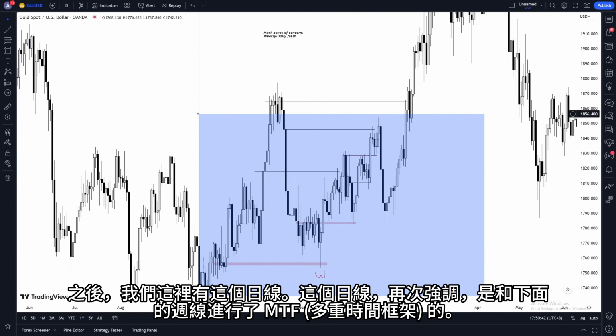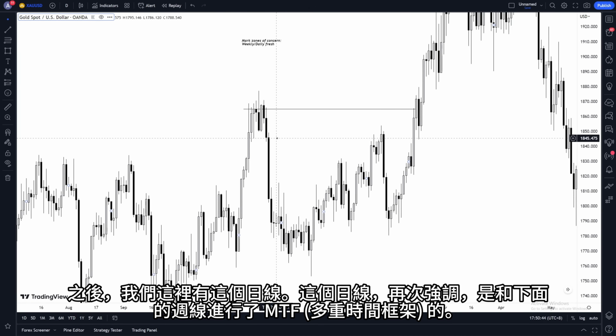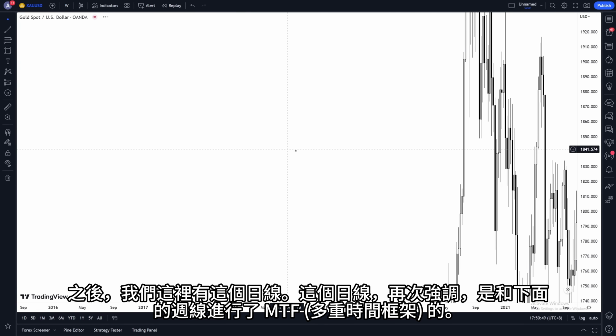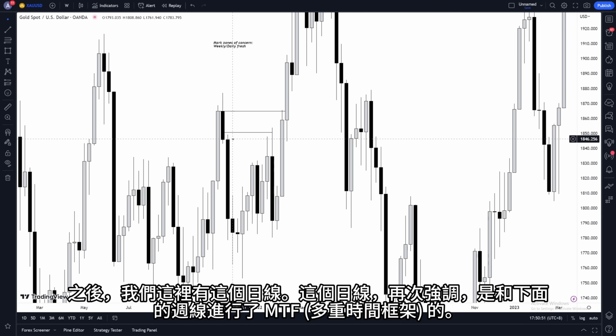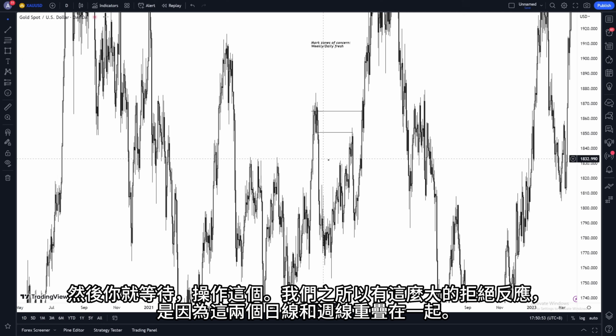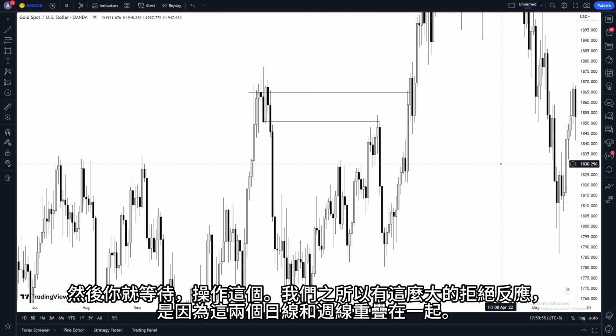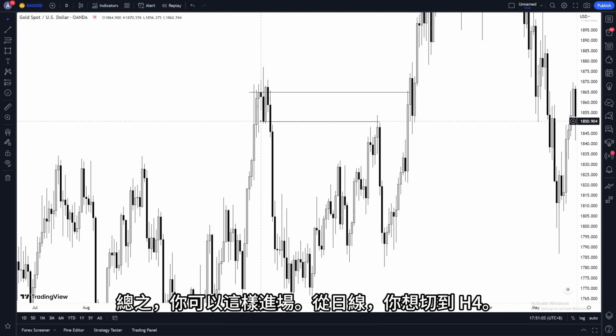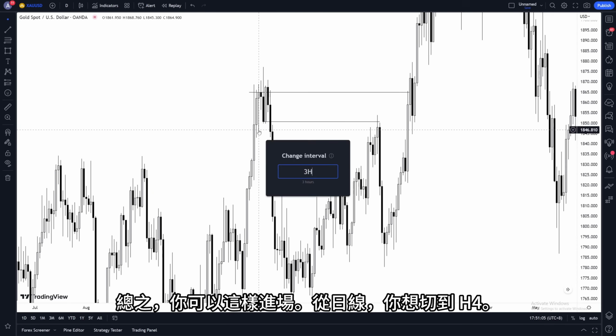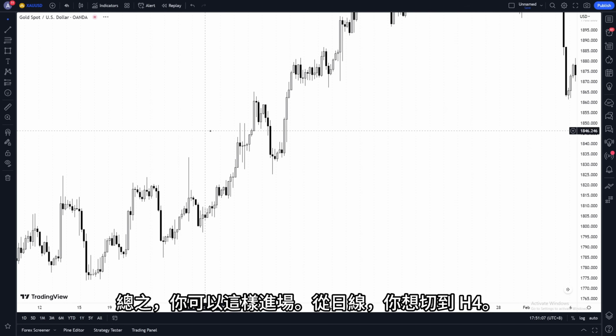And then after that, we have ourselves this daily in here. This daily again is MTF'd with the weekly down in here, and then you just wait and you just play this. The reason why we had such a big rejection is because these two dailies are together with the weekly. But anyway, so you could have taken an entry like this. So daily, you want to go to the H4.